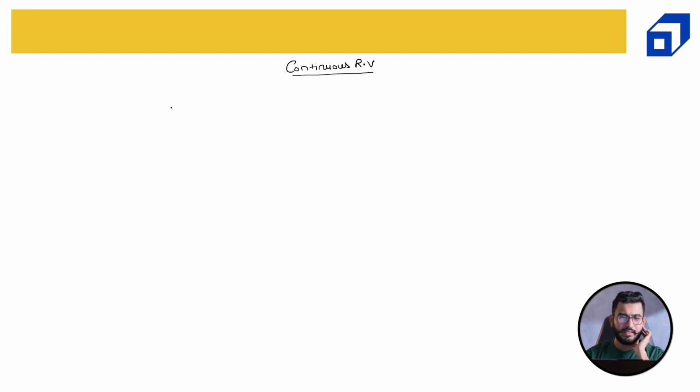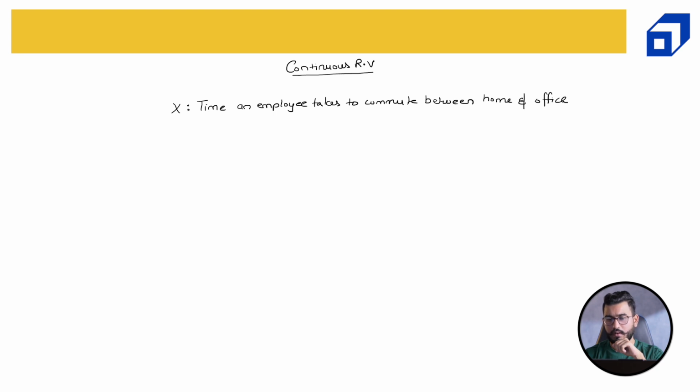For example, let's say the random variable is the time an employee takes to commute between home and office. Now let's say we have defined the minimum and the maximum range. Let's say minimum the person takes 10 minutes, maximum the person takes 60 minutes. Now I can have endless possibilities between these two numbers, right?